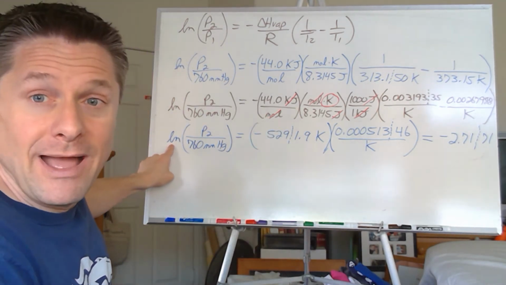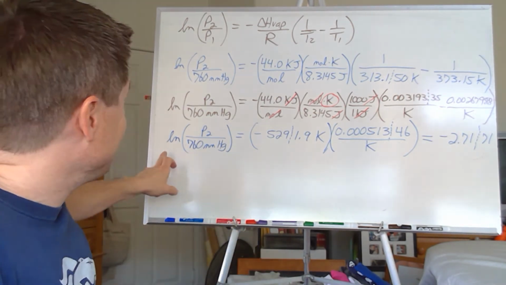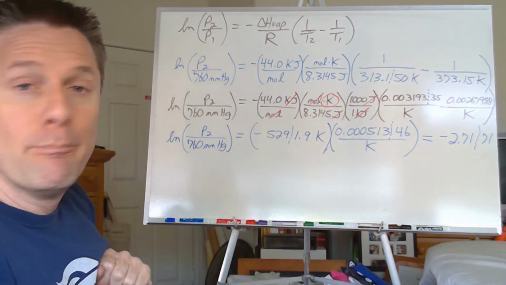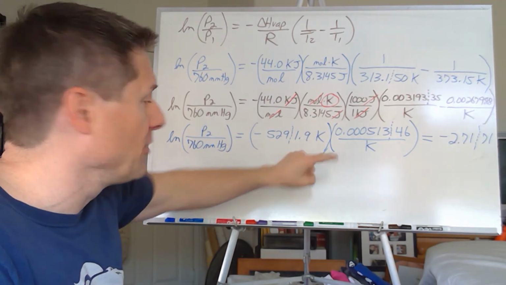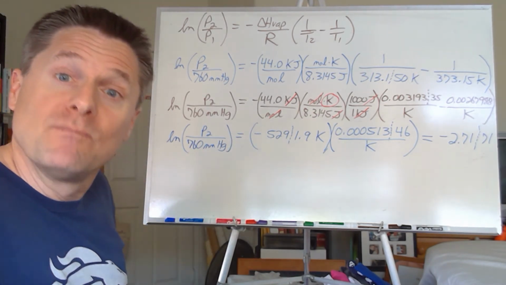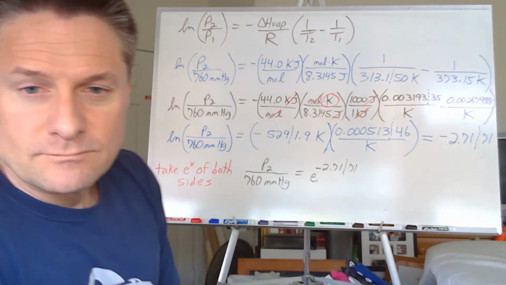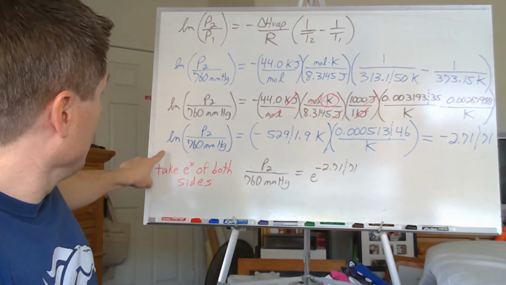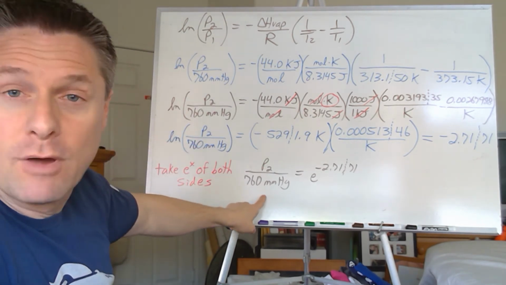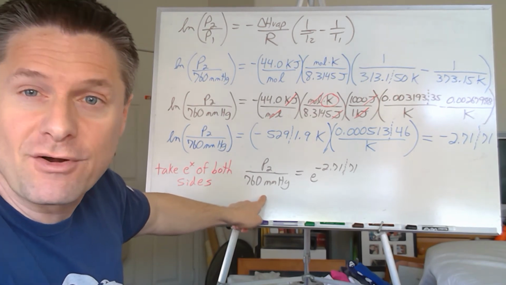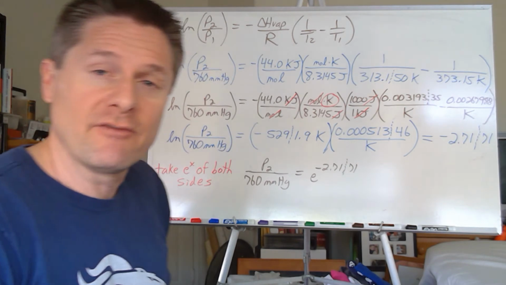So now I have to do the anti-log of the natural log, which is e to the x. So I'm going to take e to the x of both sides. See that? And then I'm going to move the 760 millimeters mercury over. Do that for me. I'll pause it and set it up for you. That should have been an easy one, right? So take e to the x. That cancels out the natural logarithm, just leaving you P2 over 760 millimeters mercury, which is our defined P1, right? And then we're going to take e to the negative 2.7171.